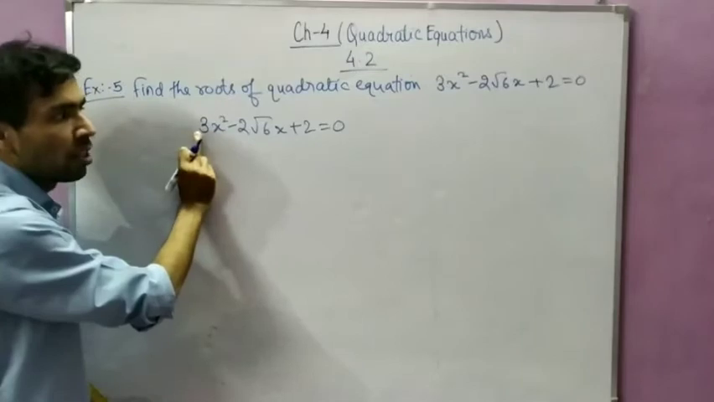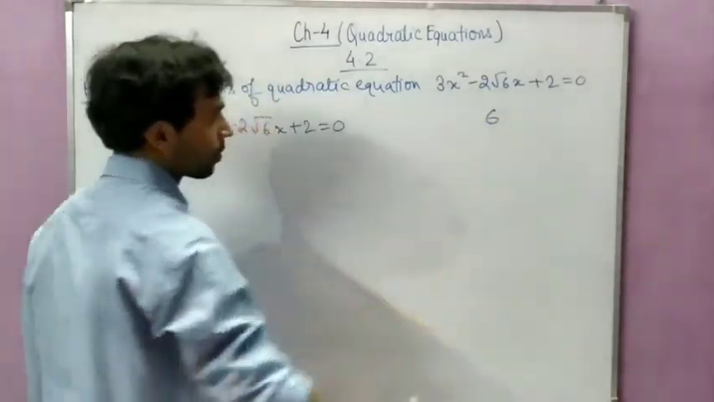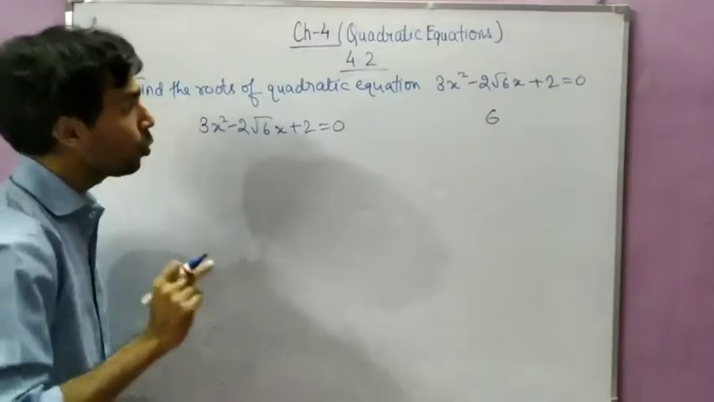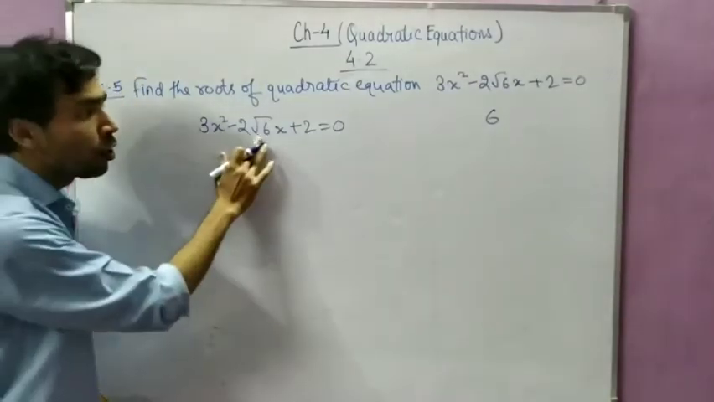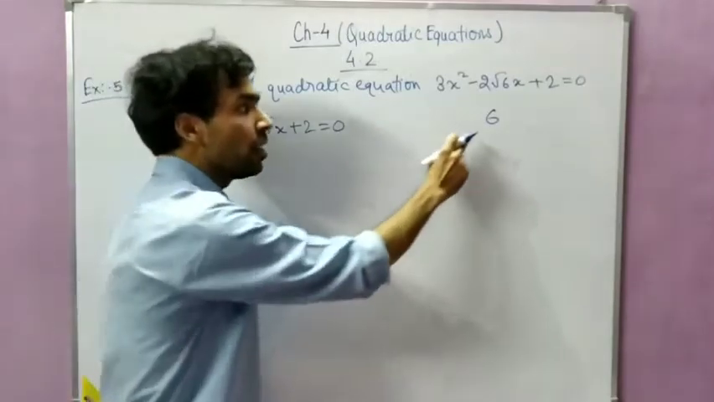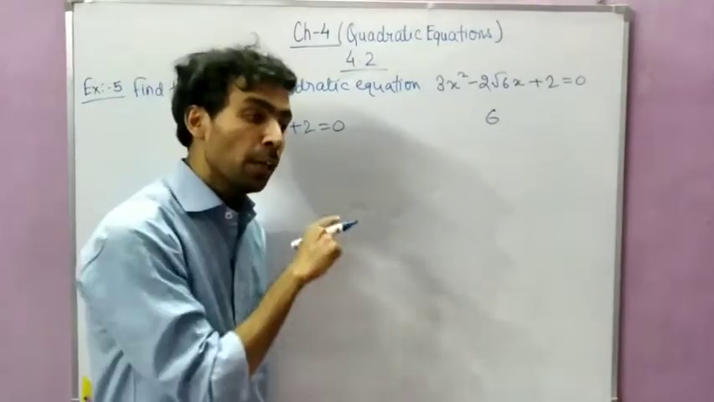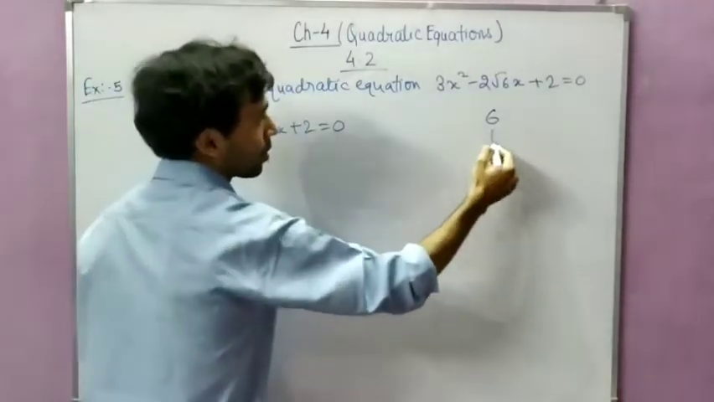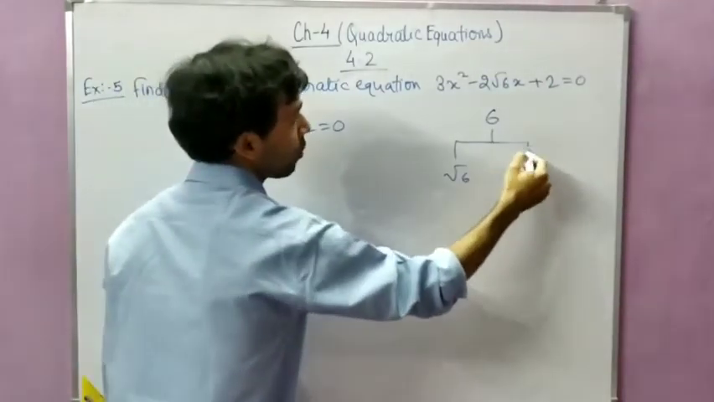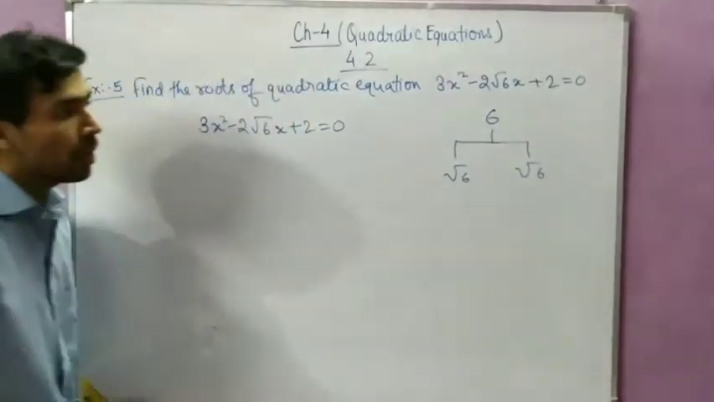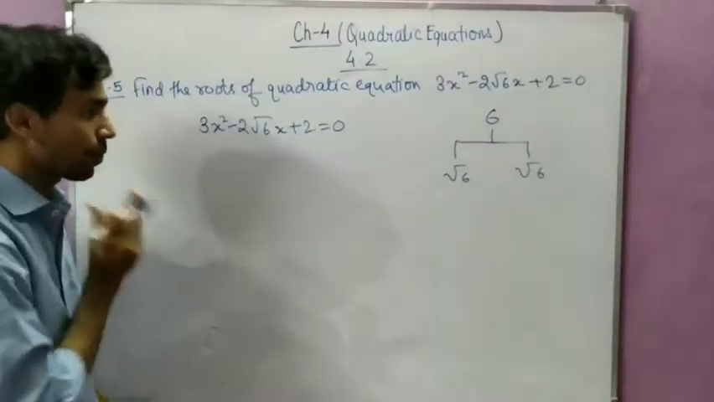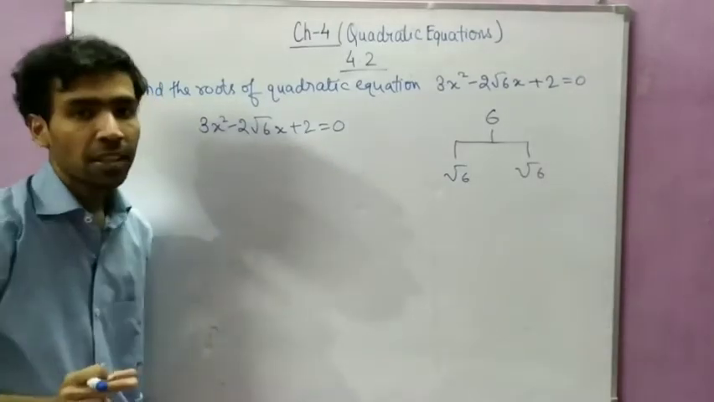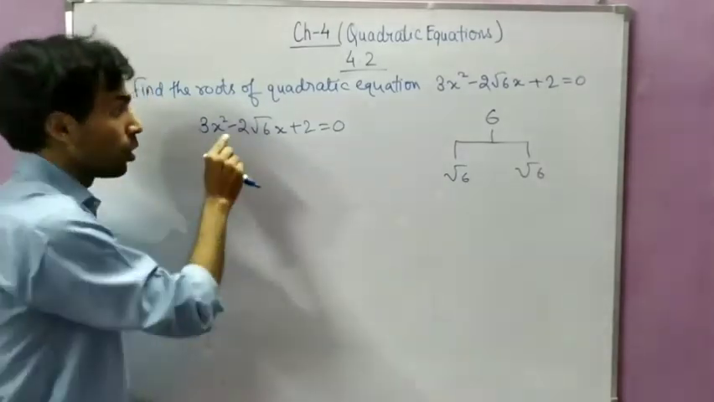First we will multiply this 3 to 2, we will get 6. Now we want 2 root 6. So we want root 6 now. Whatever factors we take of 6, in both the factors root 6 should be there. So see, suppose I have written root 6 and root 6. Because here is a plus sign, when I add these two factors, it should come 2 root 6.